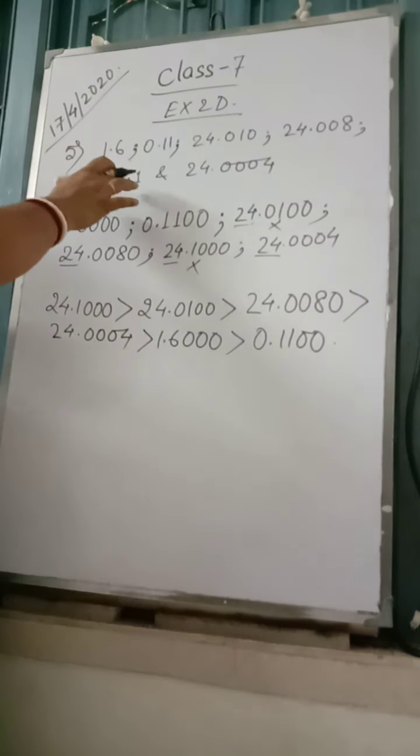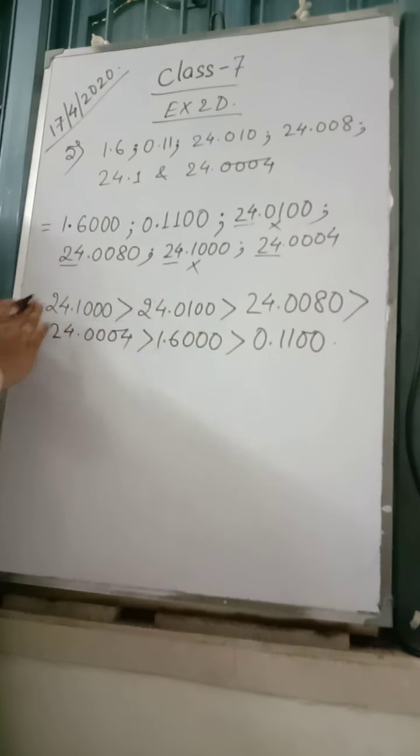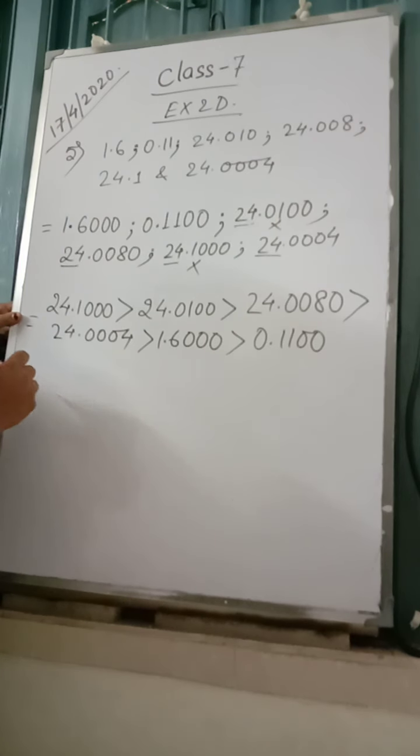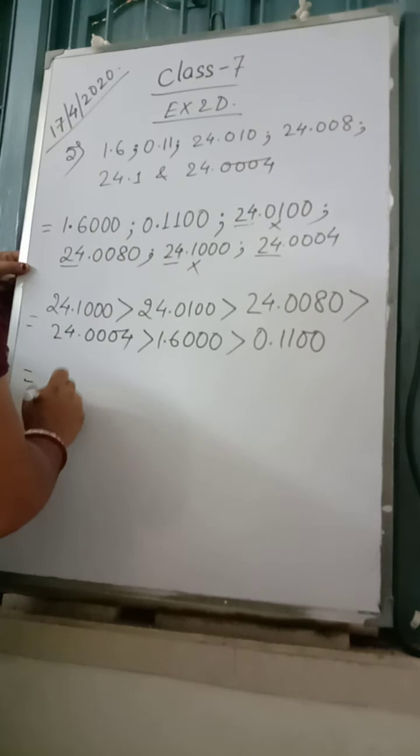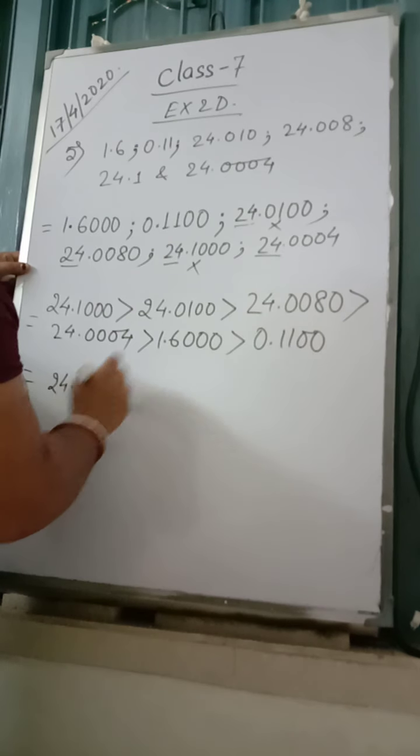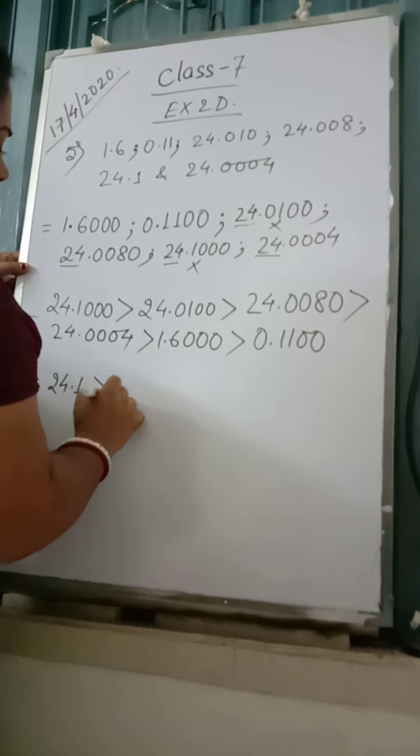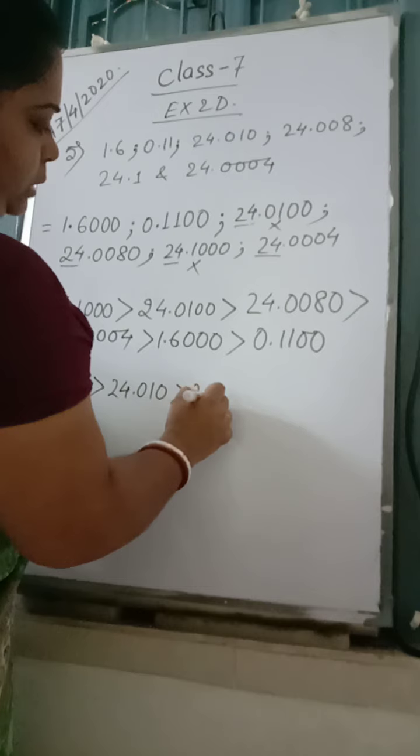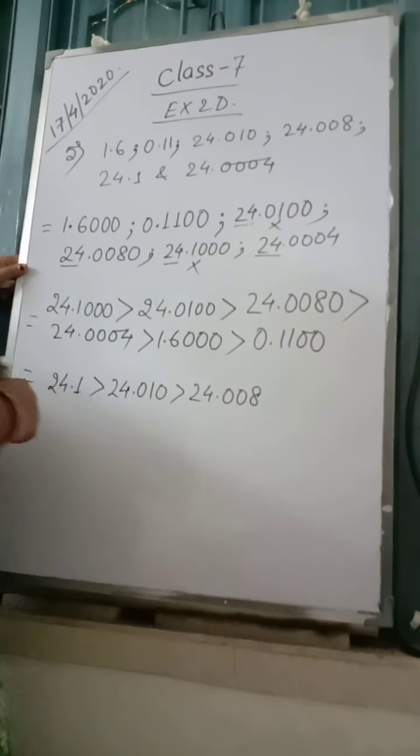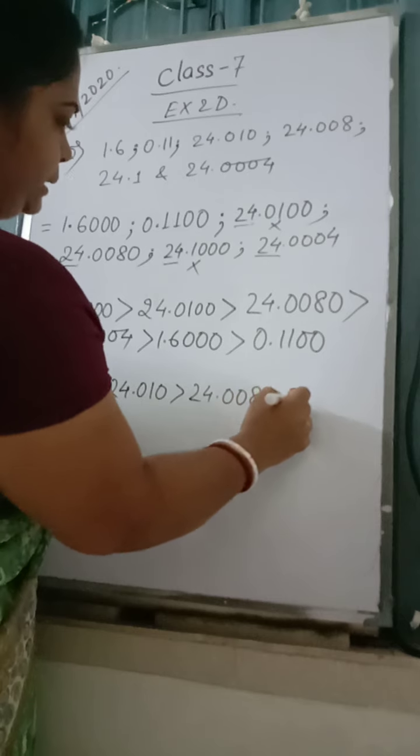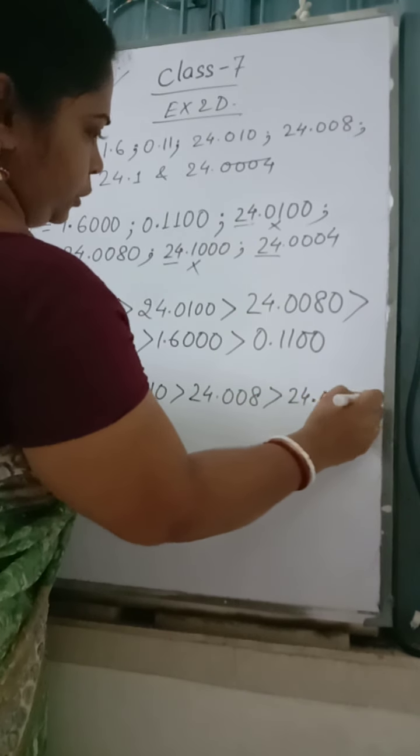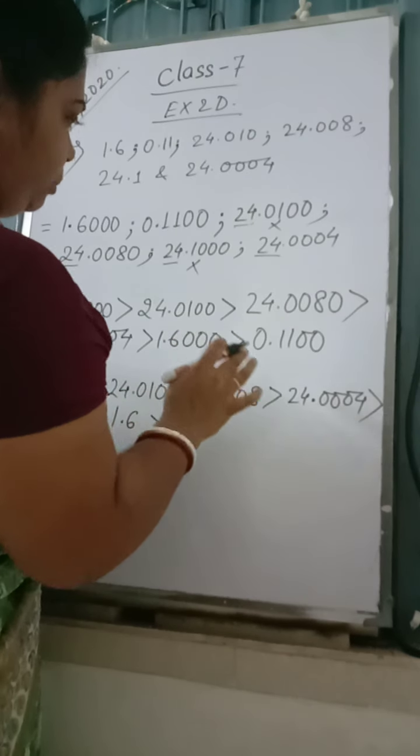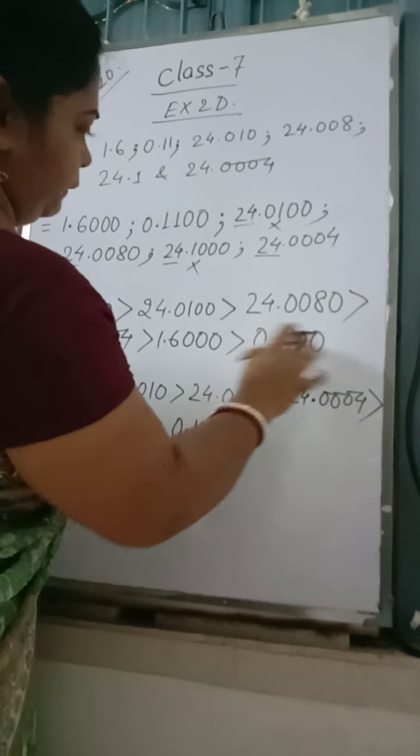Now this we have written. You should write it in the original way. Here also you can write it in the original way, but to make you understand, I have written one step more, no problem. Now 24.1, it was only 24.1, so I will be writing as it is. Here I have added 1 zero, it was 24.010, so I have written. Here also I have added 1 zero, it was 24.008, so I have written as it is. This one was as it is, 24.0004. This one, it was 1.6 only, I have added zeros, removed. Here it was 0.11, I have added zeros, so removed.